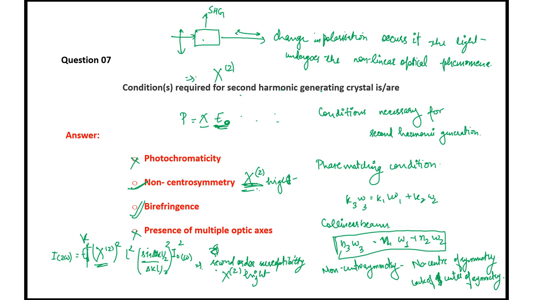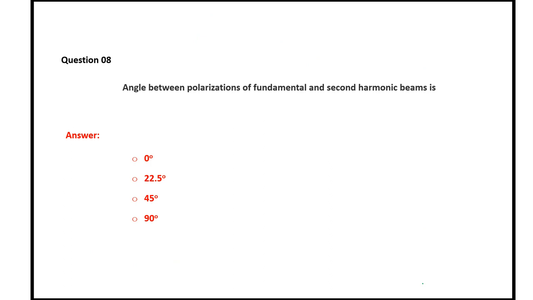Okay, so if you do not have any doubt, we'll go to the next question, question number 3. The angle between the polarization of the fundamental and the second harmonic beams is. So this thing also we had discussed in the previous questions. The point was there is a change in the polarization of the fundamental beam and the second harmonic beam. When they say this is a SHG crystal, second harmonic crystal, I have denoted it as SHG.